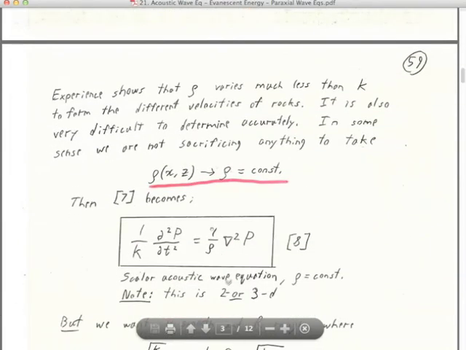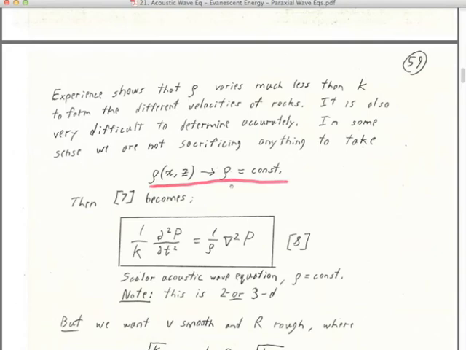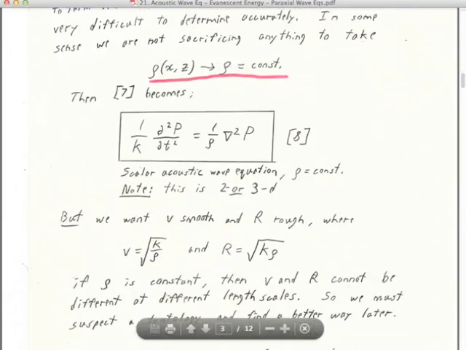So we're going to take rho, the density, and make it a constant. Instead of a spatially variable rho of x and z, we're just going to have a constant rho. Then we can bring 1 over rho out from underneath the spatial derivatives. And then we have 1 over k times d squared p dt squared is equal to 1 over rho times del squared p. On the left-hand side we have time derivatives, on the right-hand side we have spatial derivatives, in x and z in particular for this 2D example. So here's a nice, simple, easy scalar acoustic wave equation.